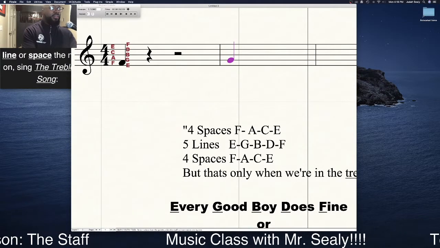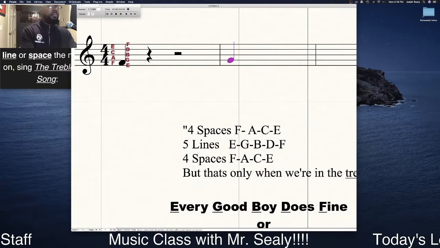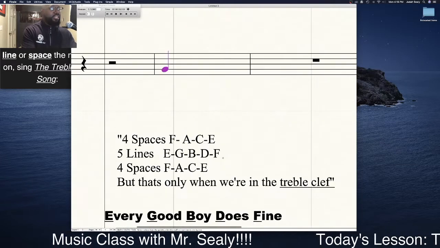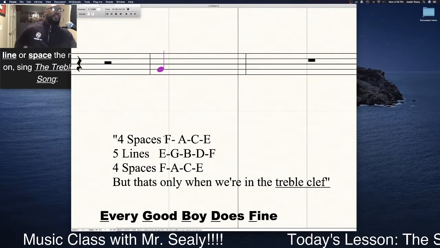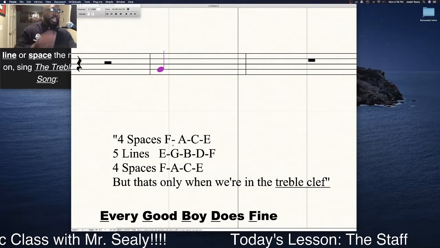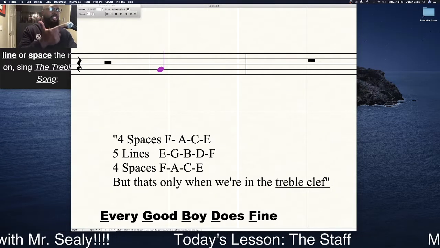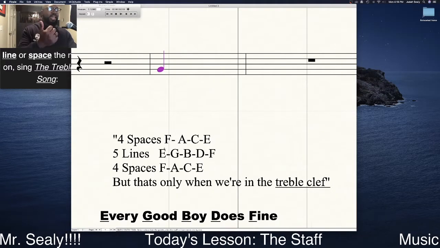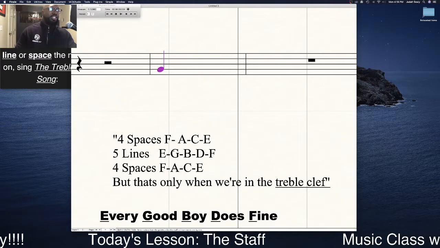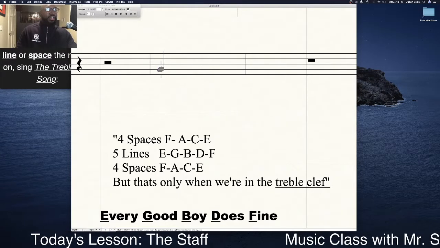Well, we wouldn't have to sing the entire song. You can sing the entire song if that helps you remember. But if we're looking for a note on the line, then we just sing the line part of the song. 5 lines. What's our second line? E, G, well, let's count. E, G, B, D, F. What's our second line? E, G. So our second line is G. So that means that this is a G. That is a G.